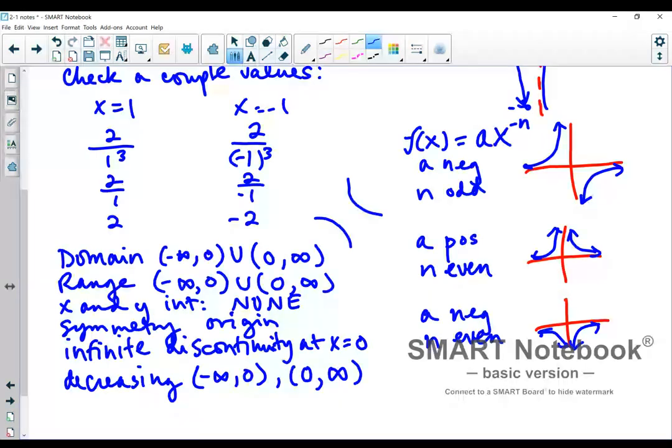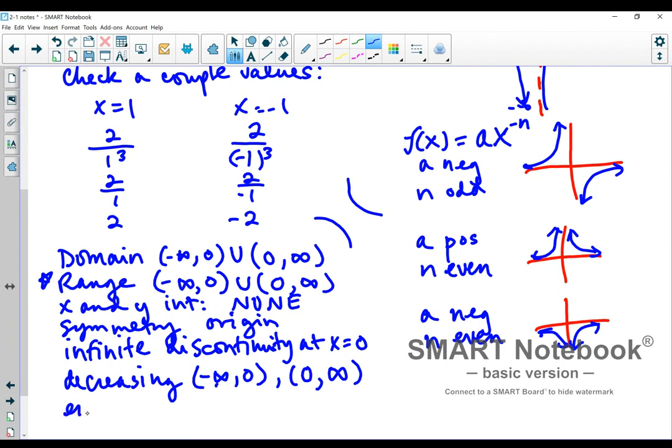Remember, all of these are x's. The only ones that are y's are my range. Everything else is x. My domain is my x's. When I'm talking about discontinuity, I'm giving an x value. When I'm talking about decreasing, those are my x values where that's happening, beginning, end, beginning, end.